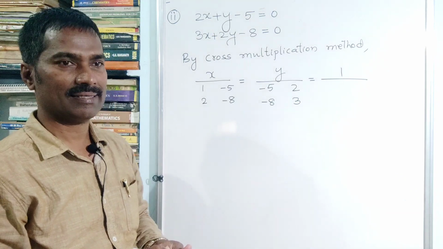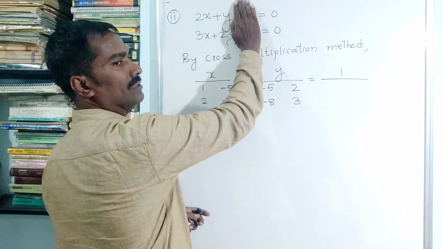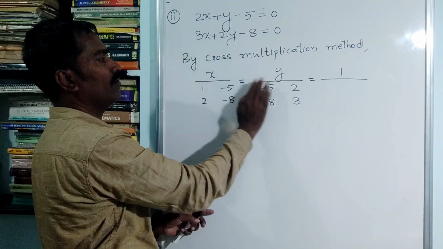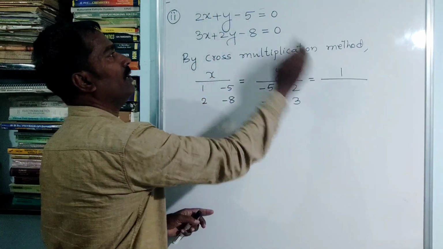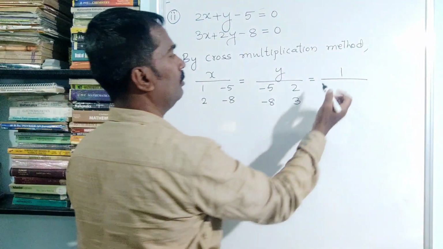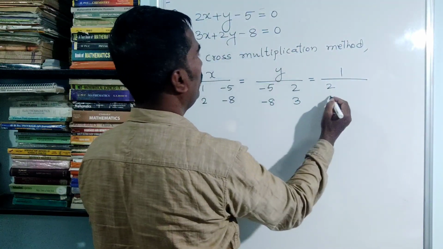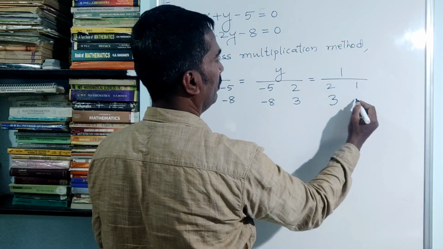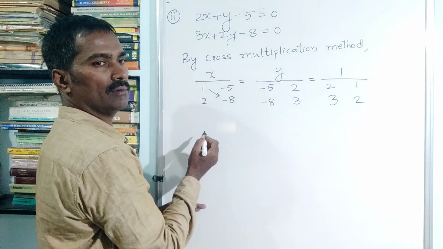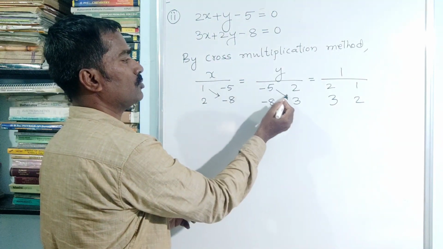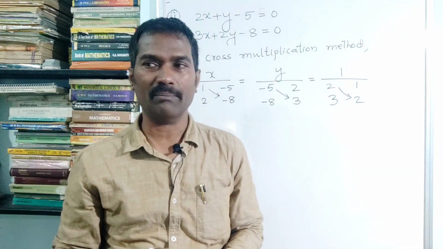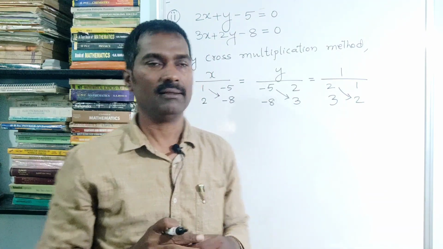For the last, 1 divided by, it is the constant. Delete this. First, for x, we have deleted this one. For y, we have deleted this one. For 1, we are deleting this. So, what are the 4 elements left over here? 2, 3, 1, 2. By cross multiplication, we need to multiply these two first, and again these two first, and again these two first. In between, there is a minus sign. Compulsory, there is a minus sign in between.